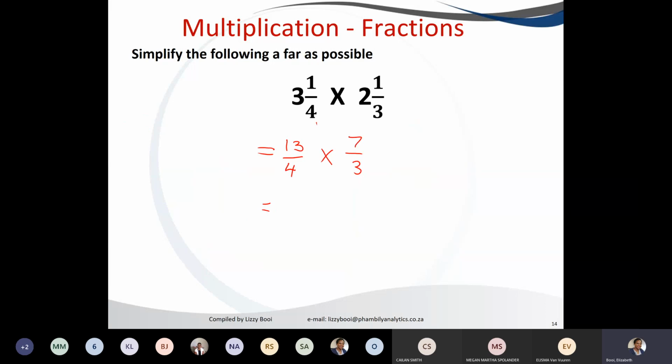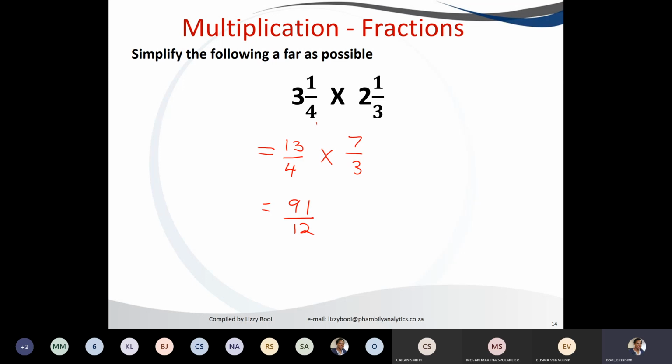And therefore, can we multiply crisscross? Nothing. 3 cannot divide into 13 and 4 cannot divide into 7. And 4 and 13, they cannot simplify. 3 and 7 cannot simplify. What's left? Multiply what is at the top with what is at the top. So 13 multiplied by 7 is 91. And 4 multiplied by 3 is 12. What do I have? I have an improper fraction as an answer. The lowest form, I need to simplify it further.